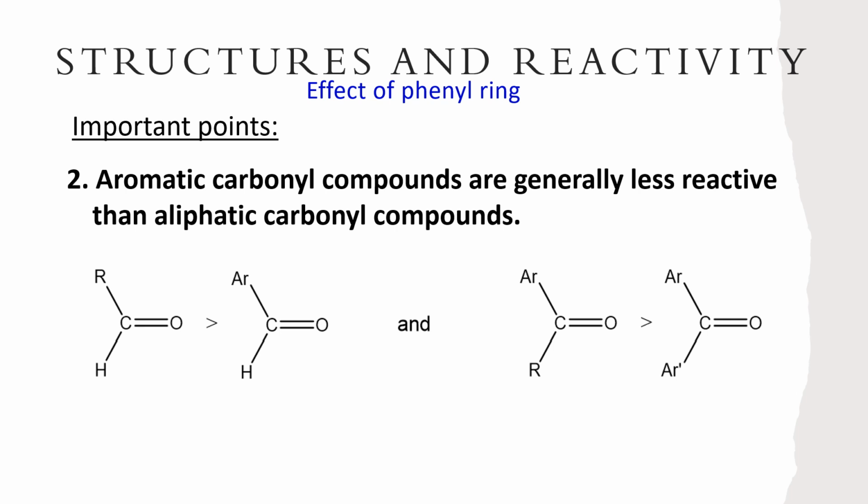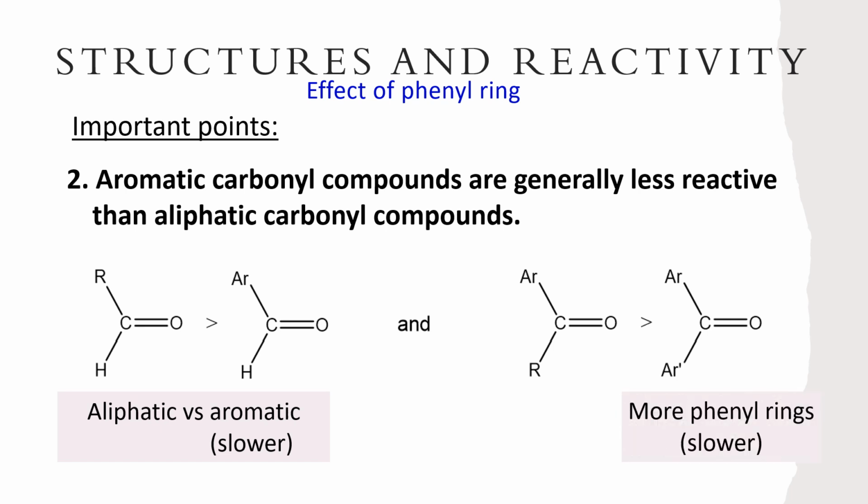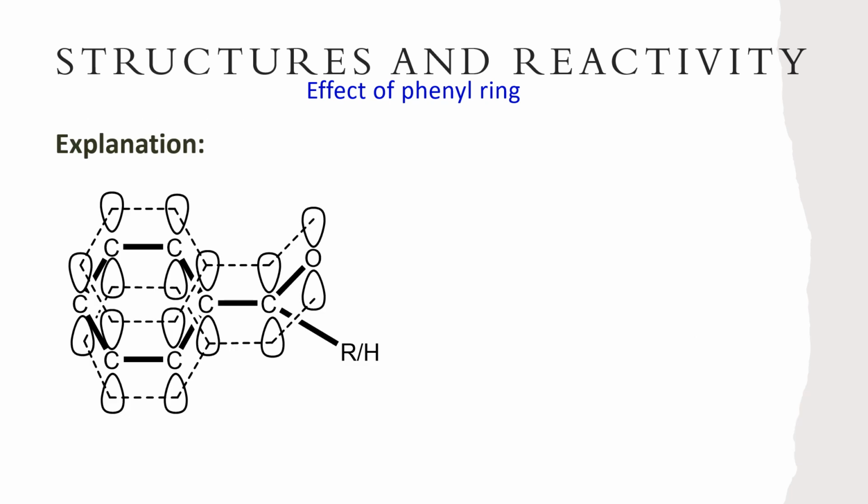Aromatic carbonyl compounds are generally less reactive than aliphatic carbonyls towards nucleophilic addition. The reactivity is affected by the number of phenyl rings attached to the carbonyl carbon. The aromatic compounds react at a slower rate compared to the aliphatics. Compounds with more aromatic phenyl rings also react more slowly. How does the phenyl ring affect the reactivity of carbonyls?